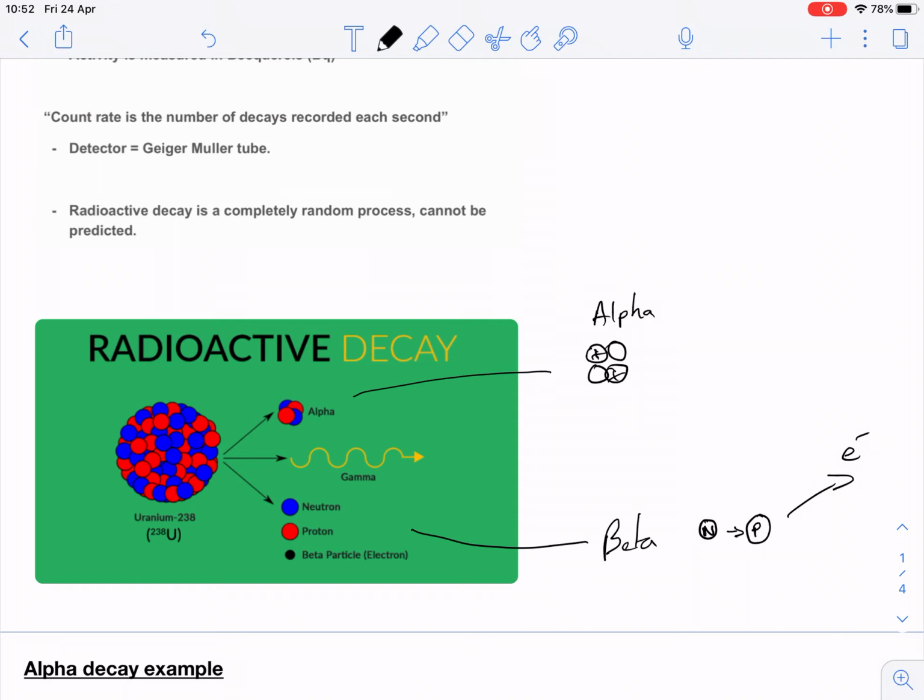Alpha and beta involve particles. Gamma does not. Gamma is energy, an energy ray as part of the EM spectrum, and it is emitted after alpha and beta decay occurs. That is our gamma radiation, and it has no impact on the mass number, atomic number, and so on.